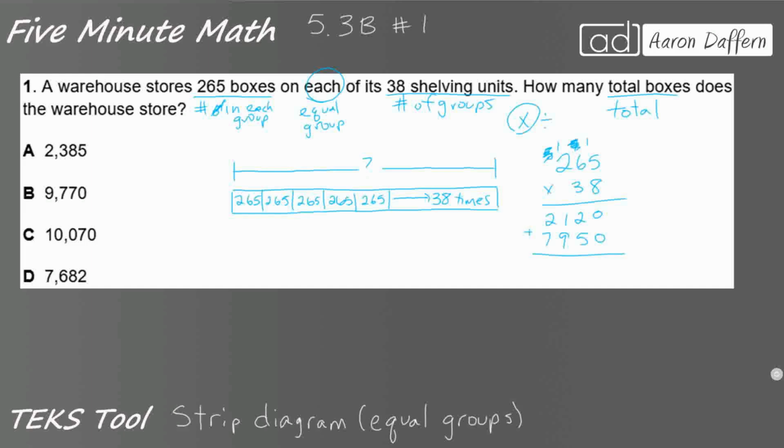Now we've got to add them up. And I've got 7, and there we go. 10,070, or 1070 if you want to say it like that. And we see that we have a few close answers, but our answer here is going to be C, 10,070.